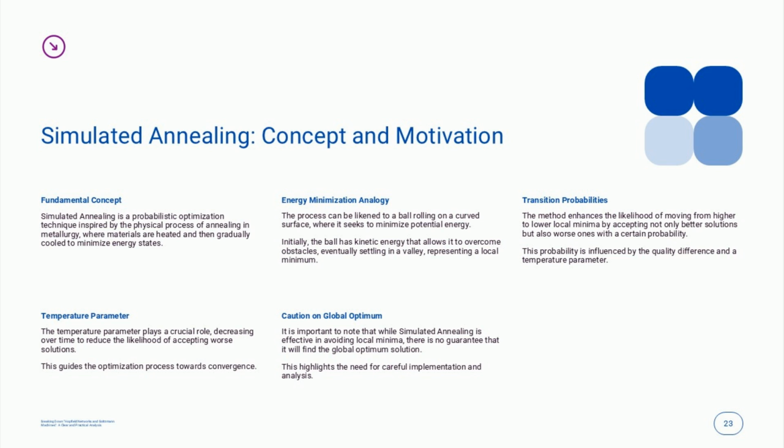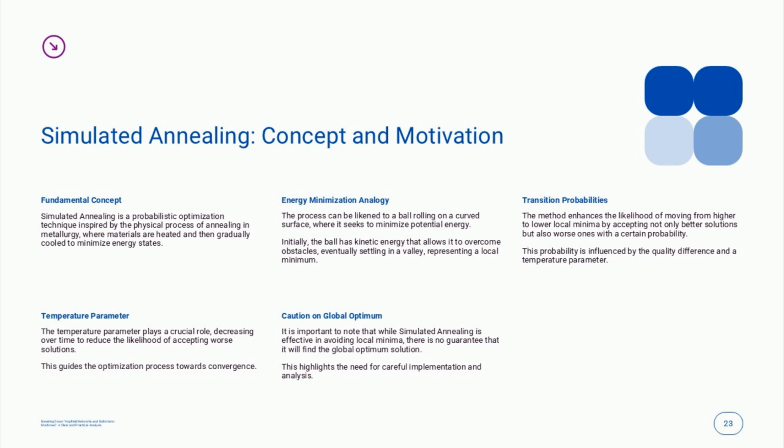Now, let's use a more visual analogy. Picture a ball rolling on a bumpy curved surface. At first, the ball has a lot of energy. It bounces around, overcoming small hills and obstacles. This is the hot phase, where the system explores as many options as possible. As the ball slows down, it begins to settle into a valley. If we let the ball cool down slowly, it might find the deepest valley, which represents the global optimum. But if it cools too quickly, it might get stuck in a shallow valley, a local minimum.